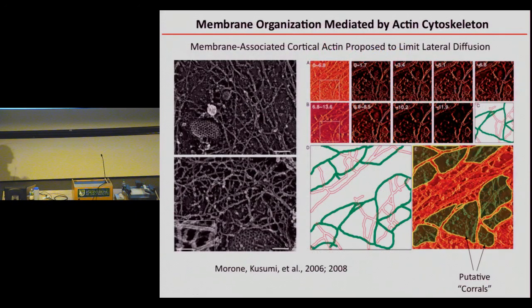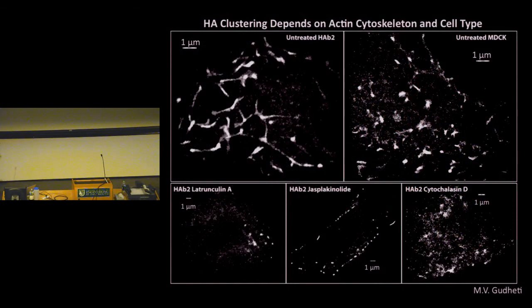And it turns out that 100 to 200 nanometers coincides with the size of actin corrals as imaged by Morone and Kusumi in electron microscopy. This is cortical actin just below the cell membrane. You see these clathrin-coated pits, and you see these crisscrossing actin fibers, which in principle, if they were anchored to transmembrane proteins, could cause little zones where the proteins are confined. So it's interesting that it's the same size, but we haven't really shown that it's actin yet for HA.